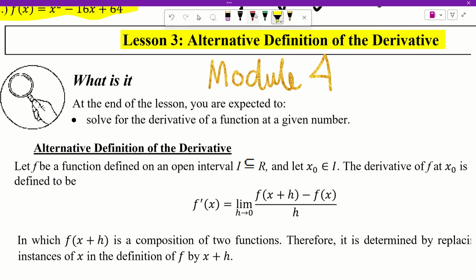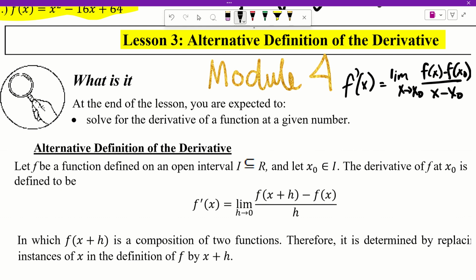Last time we discussed how to get the derivative through the limit as x approaches x sub 0 of f of x minus f of x sub 0 over x minus x sub 0. Now we have another definition using h.